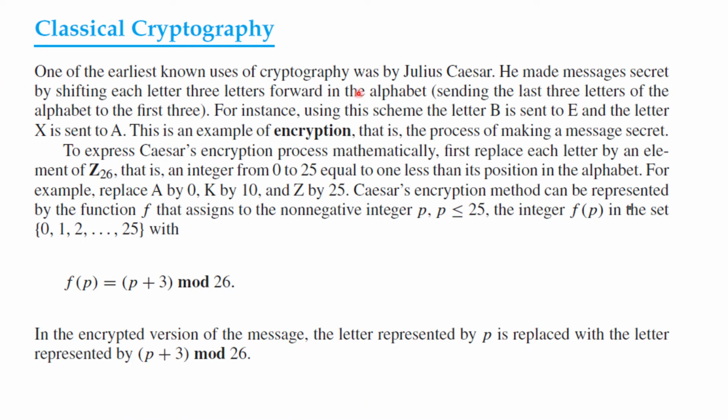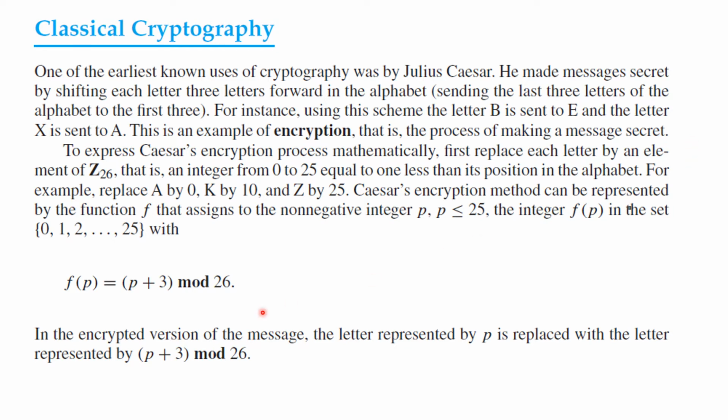One of the earliest uses of cryptography was by Julius Caesar, and this is called the Caesar cipher. He made messages secret by shifting letters. For example, you could just shift 3 letters forward in the alphabet, and they could change this shift level every day. And they would do a wraparound whenever you went off the end of the alphabet. So for instance, if we were using a 3-letter shift, the letter B is sent to the letter E, and the letter X is sent to the letter A. And this is an example of encryption that makes the message itself secret.